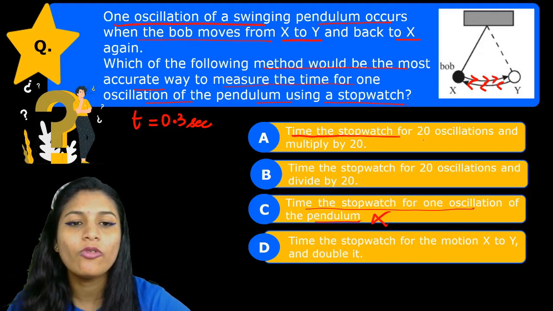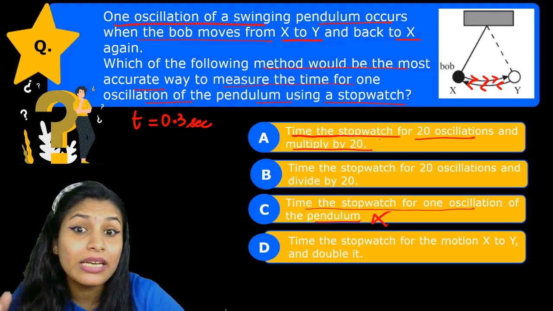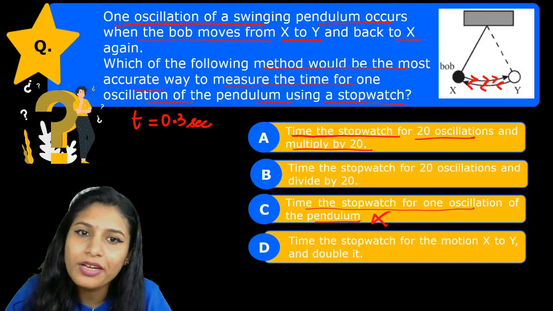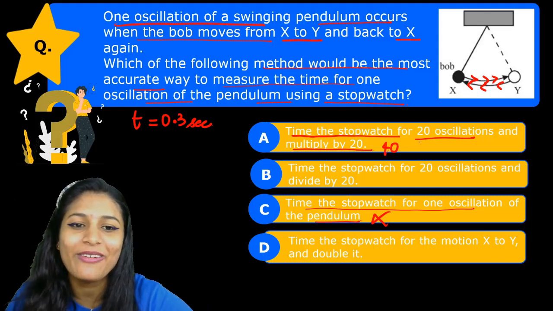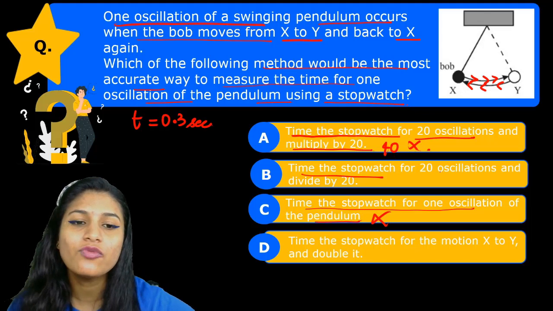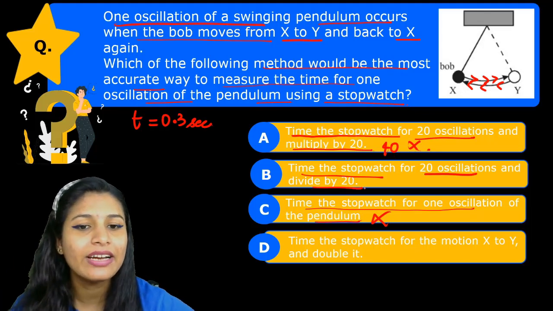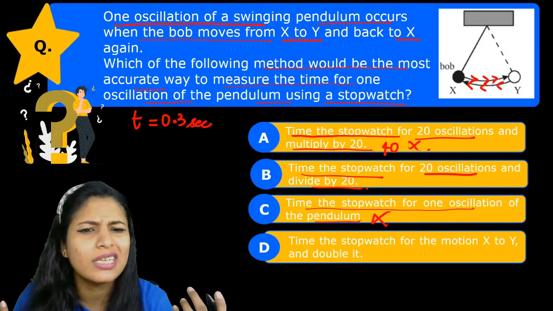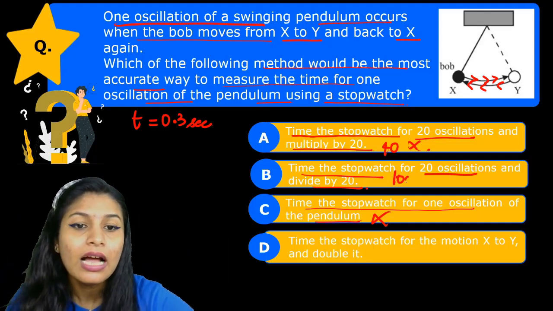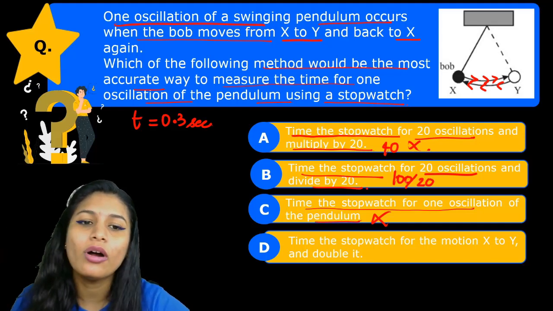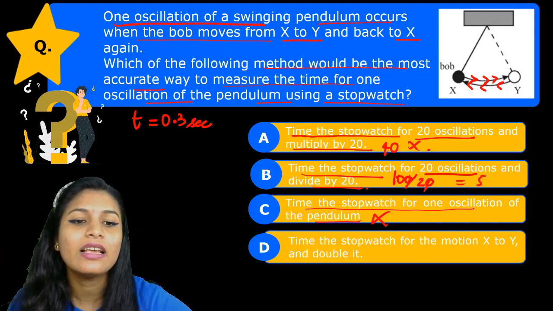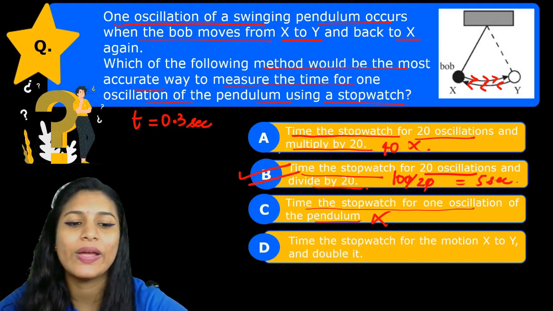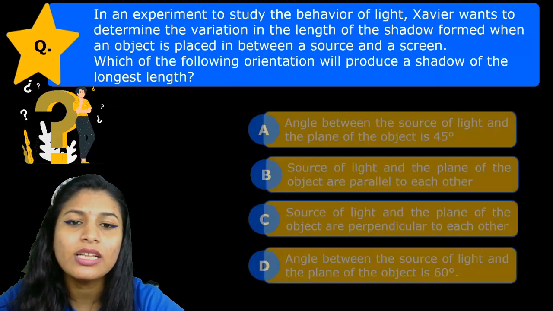Time the stopwatch for 20 oscillations and multiply it by 20. First you find the time of 20 oscillations and then multiply it by 20. That becomes the time of 400 oscillations, not of 1, so this is wrong. Time the stopwatch for 20 oscillations and divide by 20, right? Suppose we have measured the time taken by 20 oscillations. Suppose it is 100 seconds. If I divide it by 20, it will give me 5 seconds. That is the time for one oscillation, right? So this is the accurate way. Option number B. Proceeding to the next question.